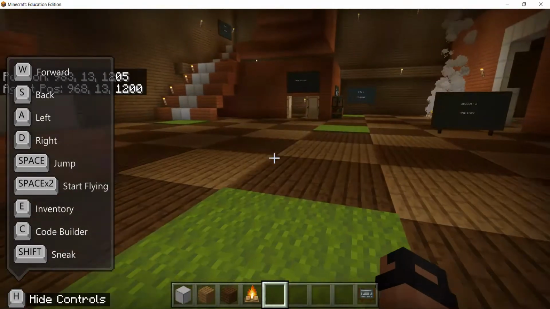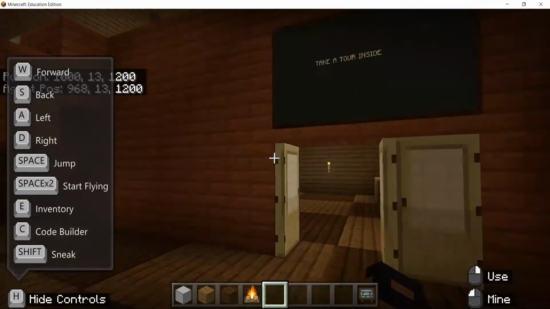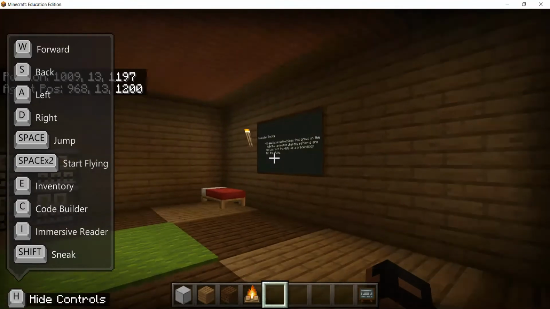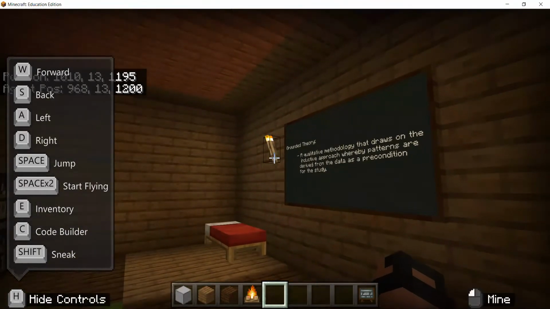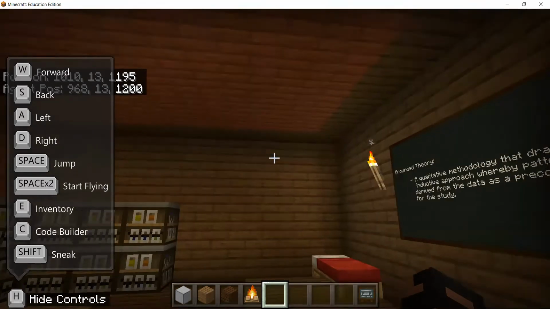Let's go to this room over here. So here we have our grounded theory. Our grounded theory is a qualitative methodology that draws on the inductive approach, whereby the patterns are derived from the data as a precondition of the study.